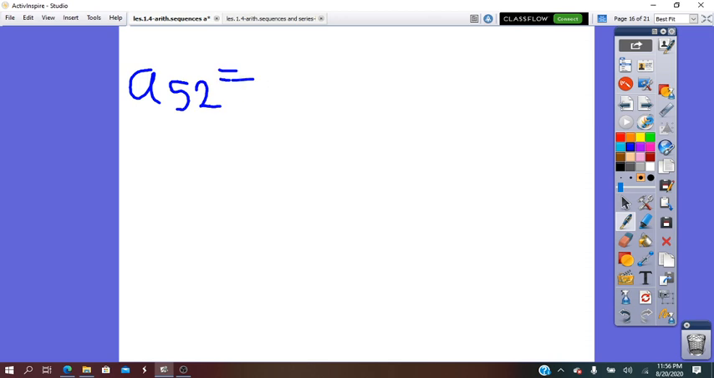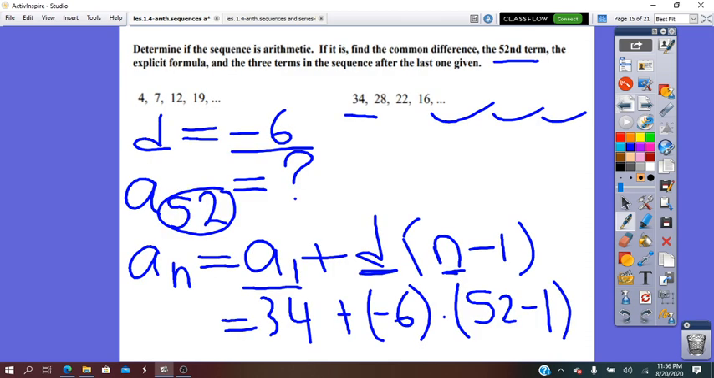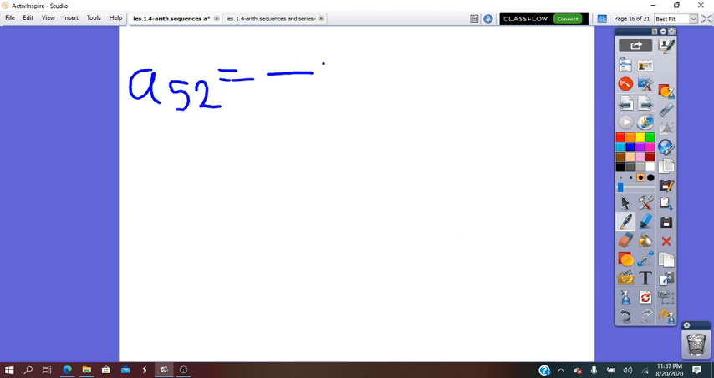A52 equals the first term, 34. It will be positive, negative. It is negative. So it will be 34 minus 6 times 52 minus 1, which is 51. And this one equals negative 272.